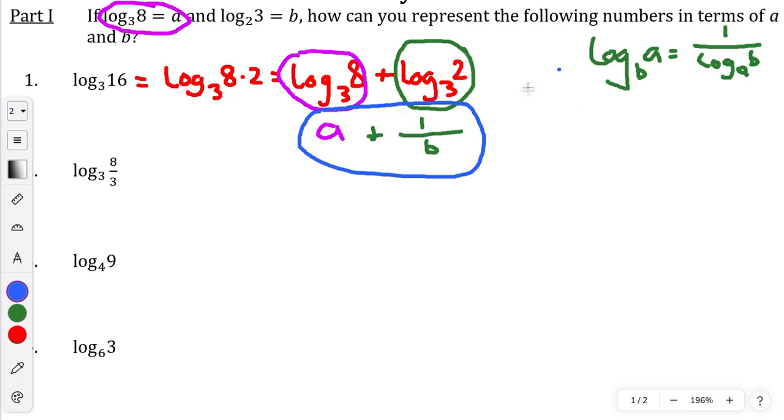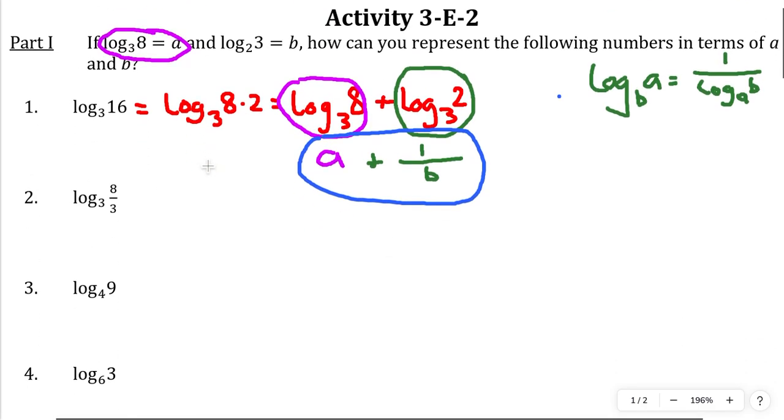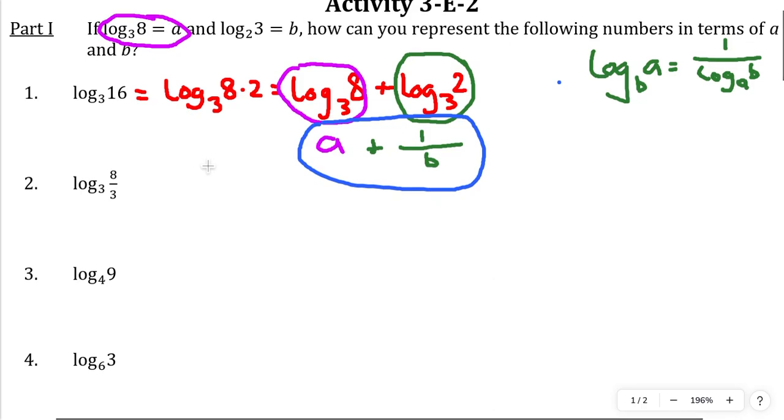Okay, any other ones we should do? Any requests? Oh, leave it there? Okay. You want me to do number 2? All right, let's do number 2.